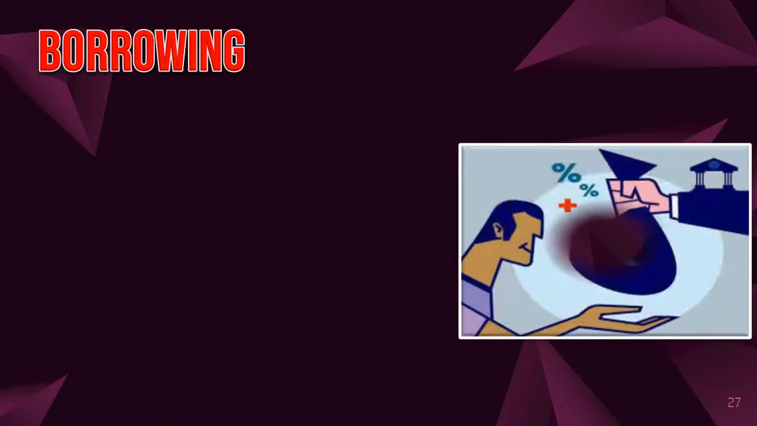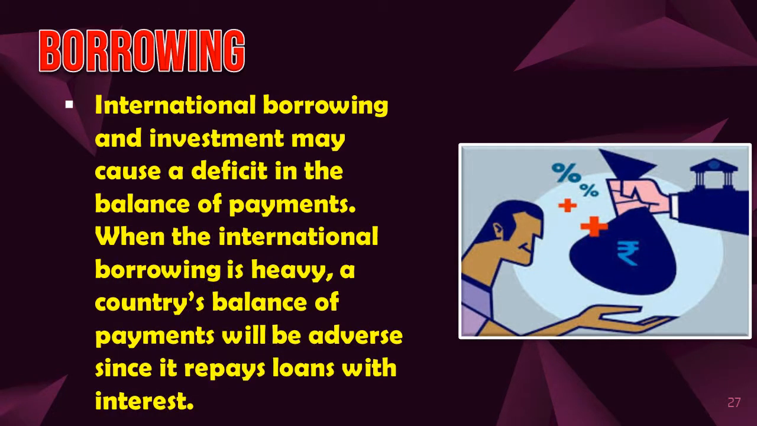Borrowing. International borrowing and investment may cause a deficit in the balance of payment. When a country is borrowing from another country or the IMF, it is called international borrowing and investment, which may naturally cause a deficit in the balance of payment.